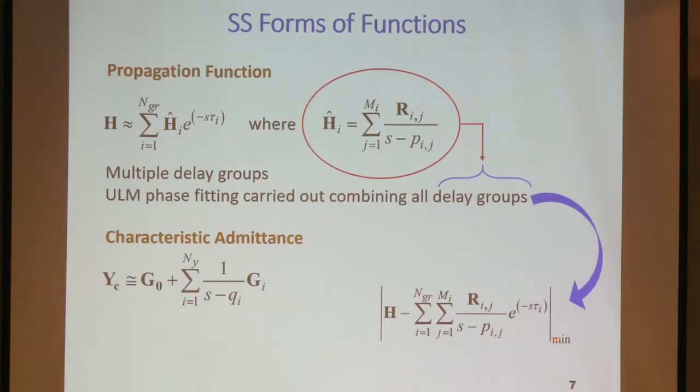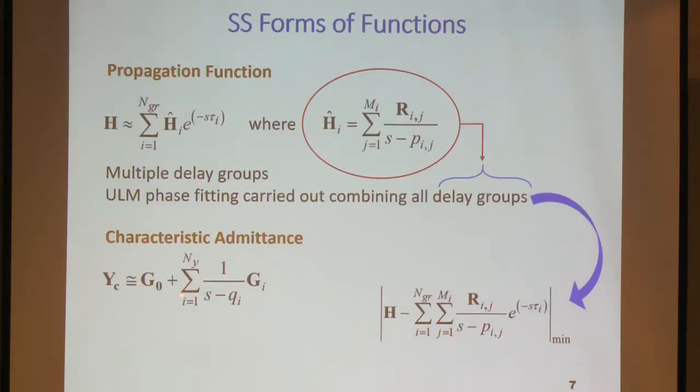In EMTP, in the universal line model, here, the model contributions are not fitted individually. It is very hard to do that. So what they do is they combine everything here by finding poles, and they find the residues in phase domain with a formulation like that. So this is what the universal line model does, okay? The poles come from propagation modes, and residues are evaluated in phase domain with this formulation, huge formulation.